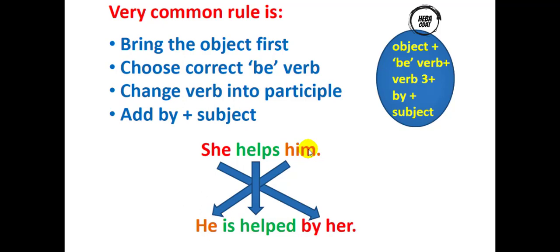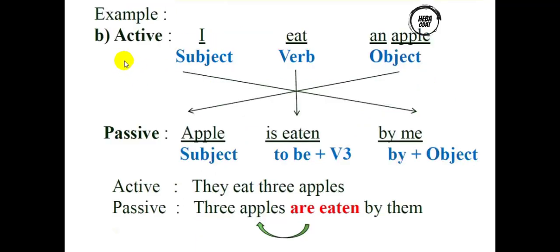Object. So I took the object from the active voice sentence and I put it here in the front and it becomes the subject, he. Then this verb is turned into a passive form, which we will learn in a short while. Then I took the subject and I changed it into the object. As you can see, she is a subject pronoun, and when it becomes the object, it changes into her. And don't forget to add by. So this is the rule: object plus verb to be plus the participle of the verb plus by plus the subject.